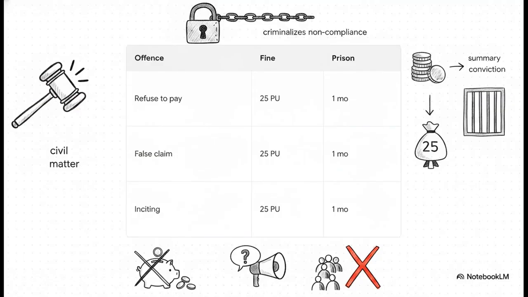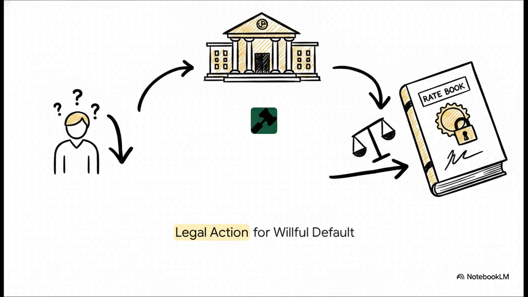Act 936 outright criminalizes noncompliance. If you refuse or willfully neglect to pay the basic rate, or if you make a false statement about your rate liability, or even if you incite others not to pay, you are looking at a fine of up to 25 penalty units, up to a whole month in prison, or, worst case scenario, potentially both on summary conviction. So yeah, district assemblies don't just sell your house, they can actively prosecute you for willful default.